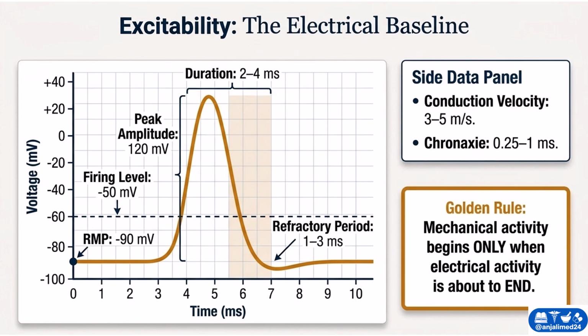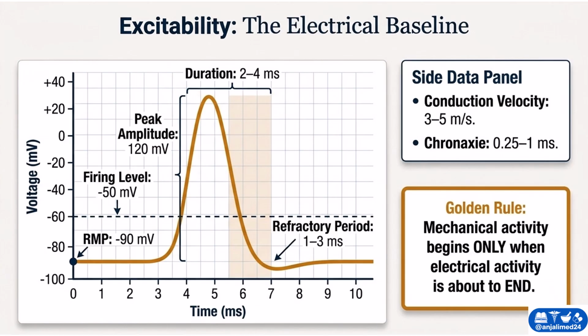easily be generated. Now, look at the side data panel. The conduction velocity in the skeletal muscle is around 3 to 5 meters per second. Chronaxie, which represents the muscle excitability, ranges from 0.25 to 1 millisecond.